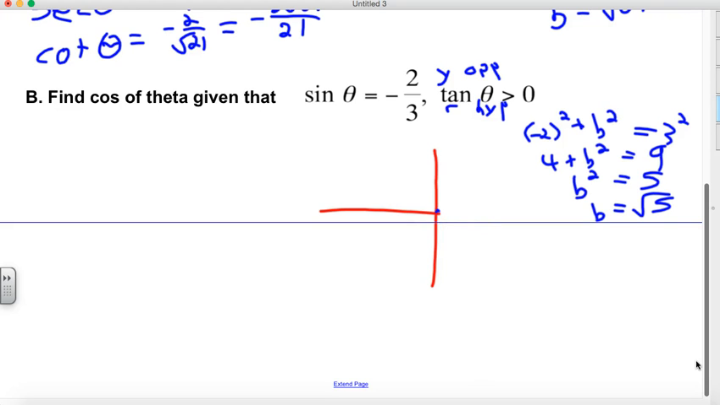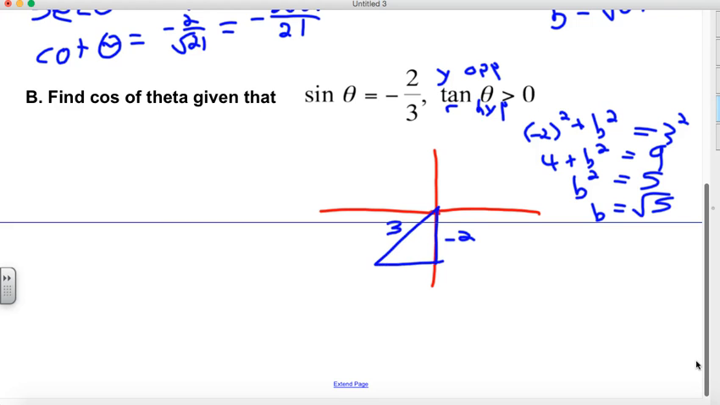Right here, we're told that tangent's positive. So which quadrant is sine negative and tangent positive? The bottom one, right? Because up here, tangent's positive, but sine's positive up there. So I've got to draw my triangle over here. I drew it wrong to start with. So the sine value is going to come down -2, and then it's going to go out this way 3.